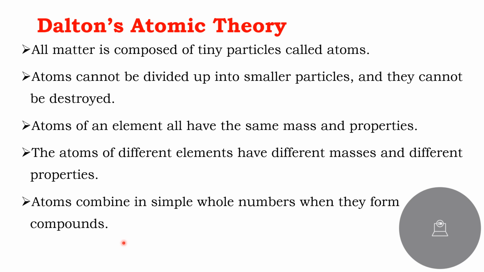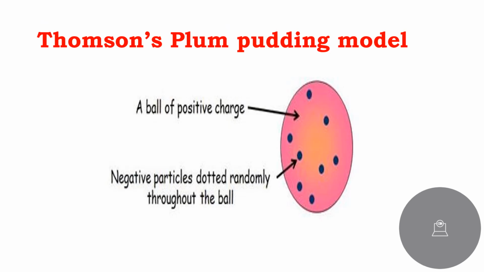Next one, Thomson's atomic model. This Thomson's atomic model is popularly known as the plum pudding model or watermelon model. Look at this diagram. According to Thomson's atomic model, an atom consists of negatively charged particles, and these negatively charged particles are called electrons.